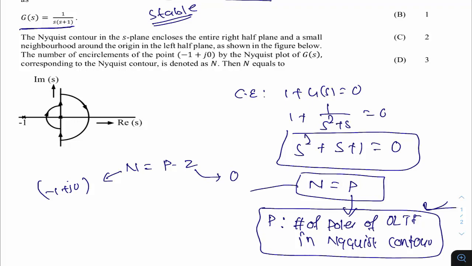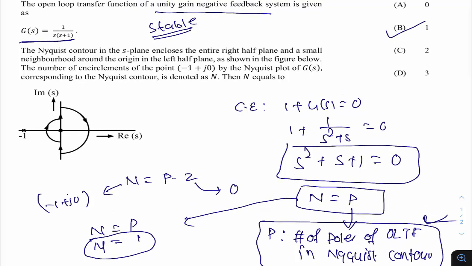So the equation we need is N equals to P, and P equals to 1. So N equals to 1. So the answer will be 1. Most of the students who are weak in concept might have checked with respect to -1, seen that the contour is not encircling it, and said the encirclement about this point is 0, so 0 will be the answer. You might have thought that way. But the game is in this particular contour which is being selected here.